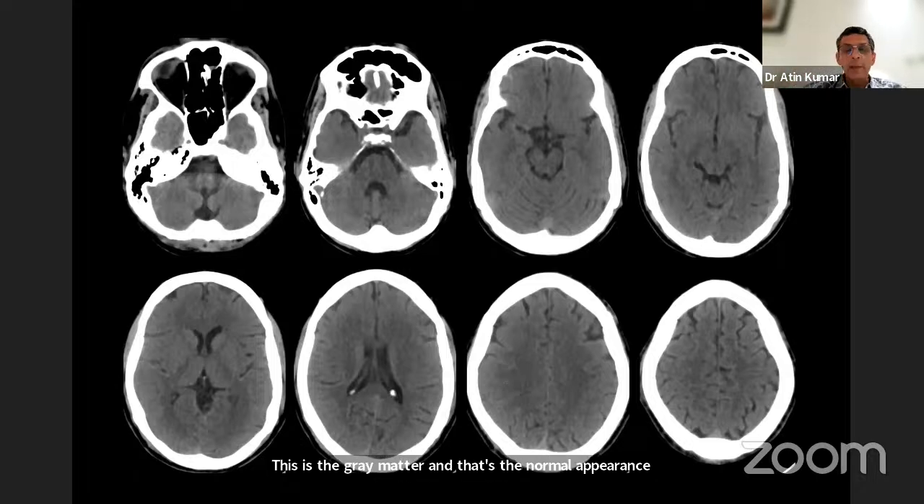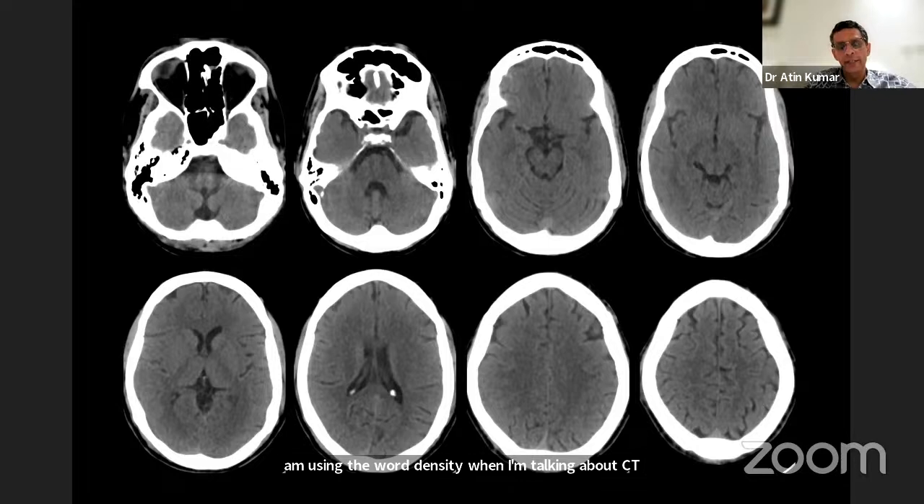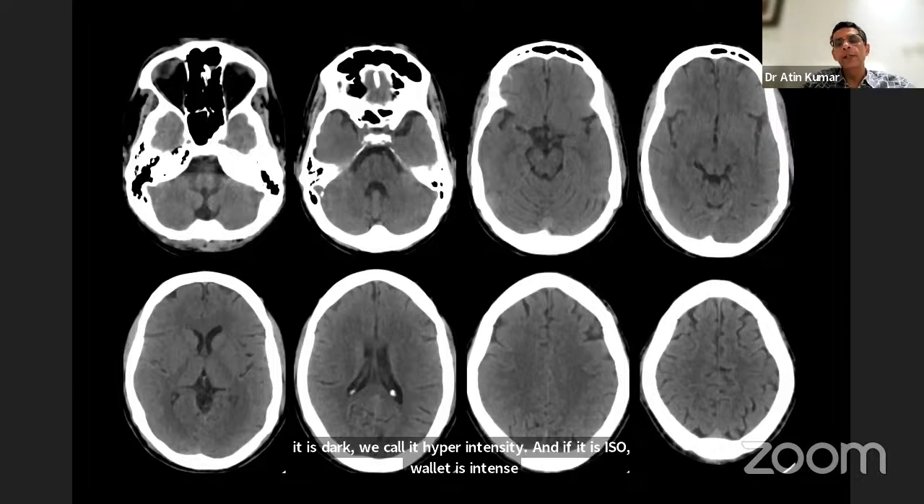Please remember that I am using the word density when I'm talking about CT scan images. We use the word density to look for attenuation. When I'm looking at MR images, I will correspondingly use the word intensity. So we do not use the word density in MRI, but we use the word intensity. If it is bright, we call it hyperintense. If it is dark, we call it hypointense. And if it is iso, we call it isointense. Similarly, I'm sure you know that in ultrasound, we use the words echogenicity or echoic. We call it hyperechoic, hypoechoic, anechoic or isoechoic, right?